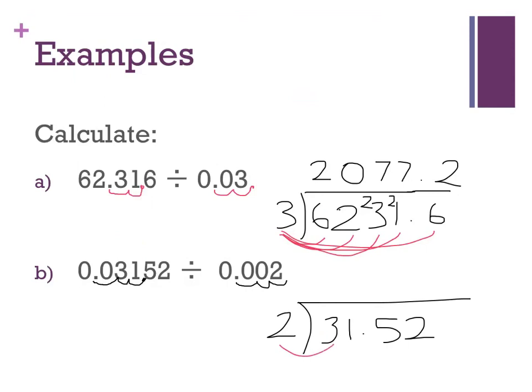2 into 3 goes once with a remainder of 1. 2 into 11 goes 5 times. Decimal points under decimal points with a remainder of 1. 2 into 15 goes 7 times with a remainder of 1. And last but not least, 2 into 12 goes 6 times. So my answer for 0.03152 divided by 0.002 is 15.76. And that's it, guys.